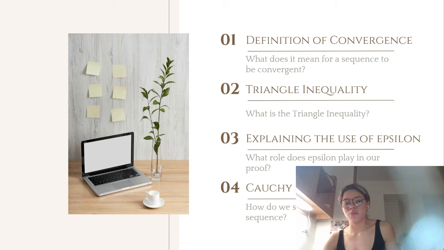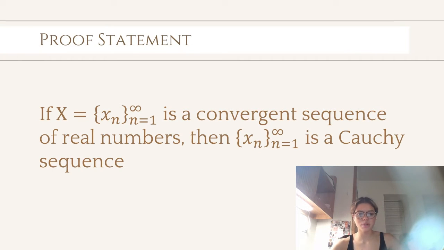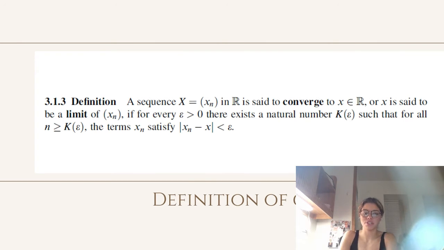We're going to talk about what the triangle inequality is and then how we can use that again as another puzzle piece in our proof. Throughout using the definition of convergence, we want to know what the use of epsilon does for our proof solving process. What role does it play in our proof and how can we use it to our advantage? And then finally, what is the Cauchy sequence and how are we going to get there through our proof work? So our proof statement is that if a sequence is a convergent sequence of real numbers, then that sequence is a Cauchy sequence.